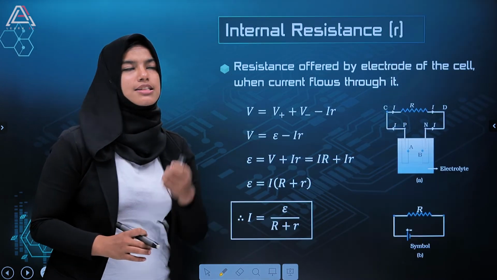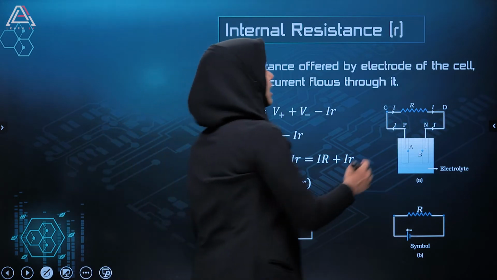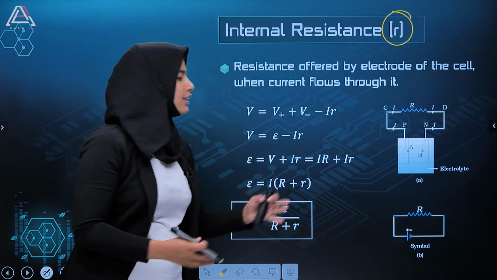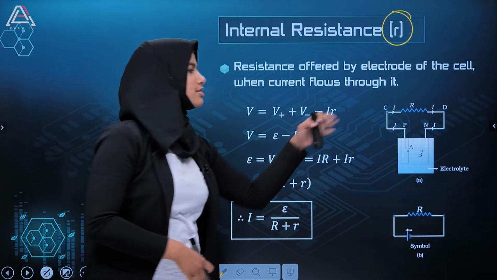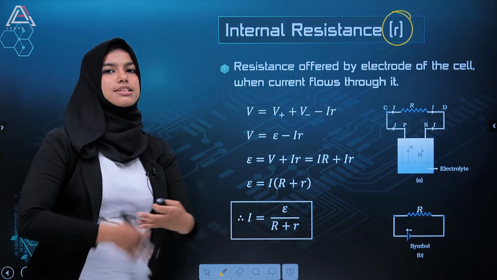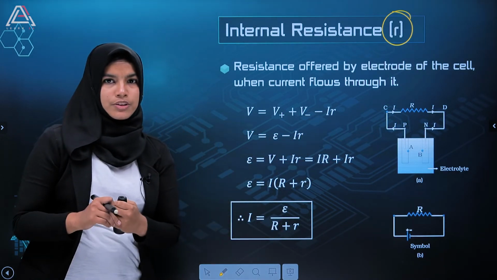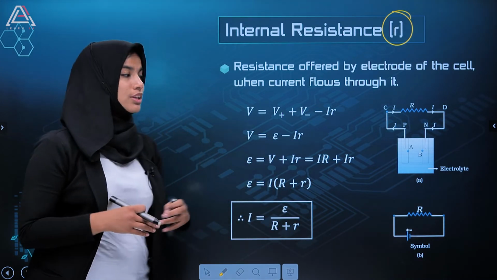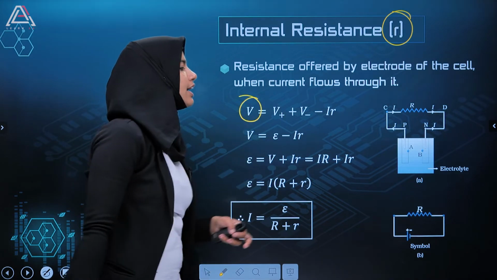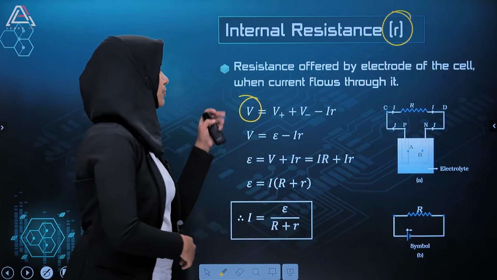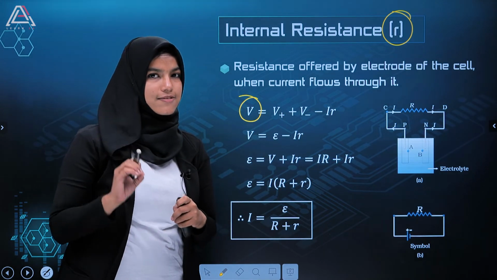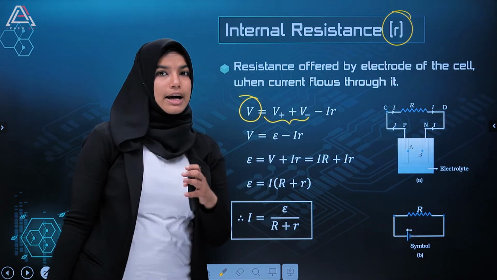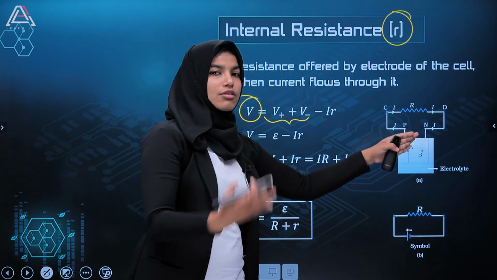Now the third term is internal resistance, which is represented as small letter r. Internal resistance is the resistance provided by the electrodes. It is not externally produced; it is inbuilt in the electrodes. Now I have to represent internal resistance mathematically. For that I am taking the total voltage across an electrolytic cell, taken as capital letter V. It is given by the EMF E minus the current across the internal resistance.